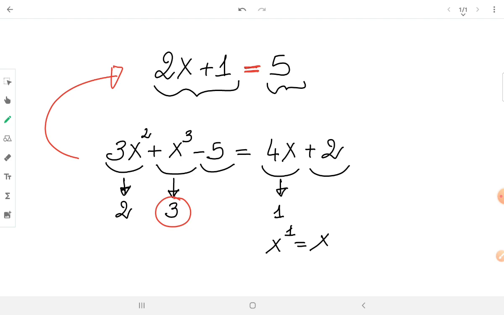What does it mean to solve an equation? To solve an equation is to find the numerical value for the unknown x that realizes the equality, that makes the equality true.